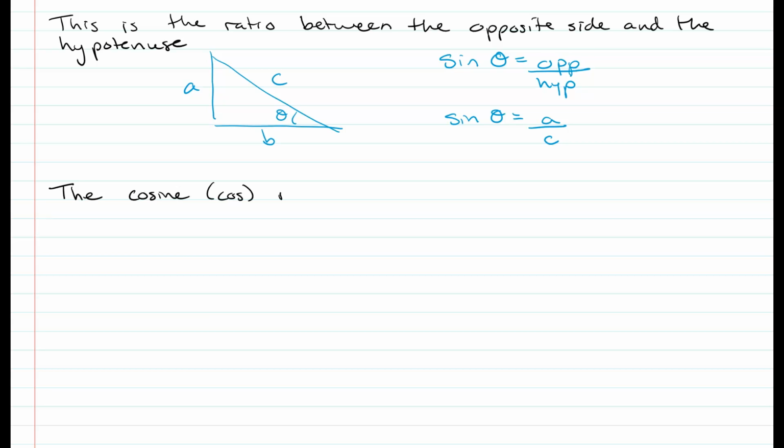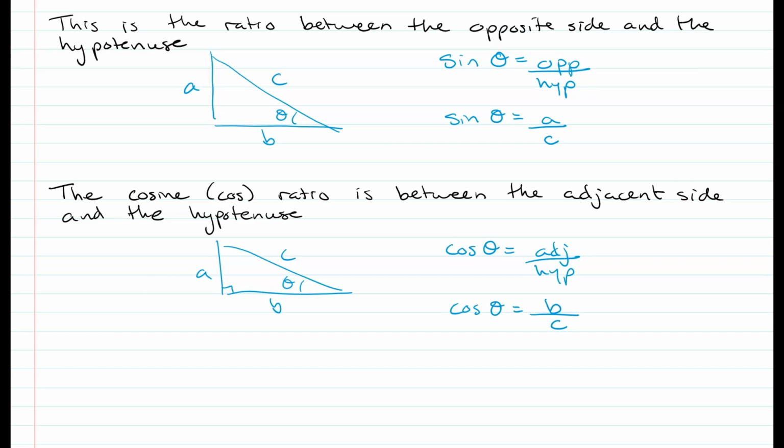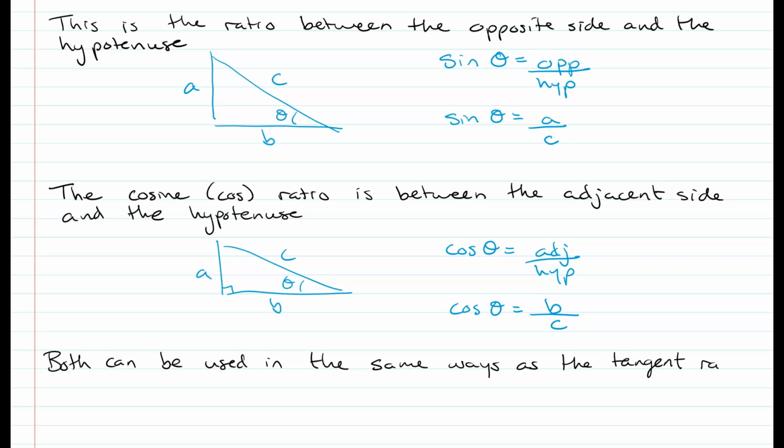The cosine ratio, which we shorten to cos, is between the adjacent side and the hypotenuse. And notice we have now covered all pairs of sides in a triangle. So the cosine ratio is between the adjacent and the hypotenuse, and in this example it would be B and C. Now both can be used in the same way as the tangent ratio to find missing sides or missing angles.